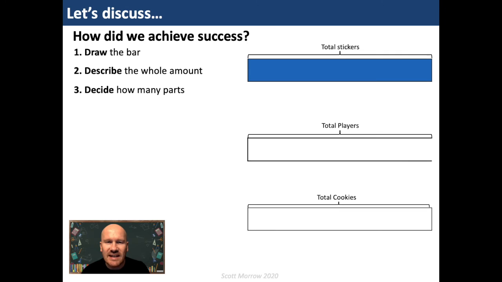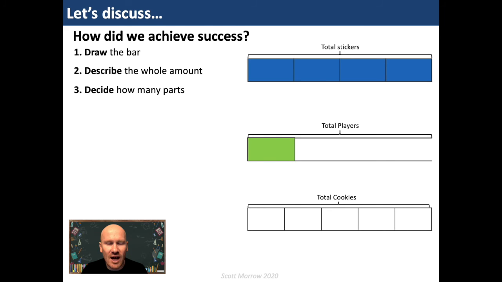After that, we can decide how many parts to split the bar into. In the first question, there were 4 packets of stickers, so we split the bar into 4 parts. The second question was different. We didn't know how many teams we would need, so we didn't know how many parts to split that bar into. So we built that bar 1 part at a time. And in question 3, there were 5 Ewoks, so we split that bar into 5 parts.